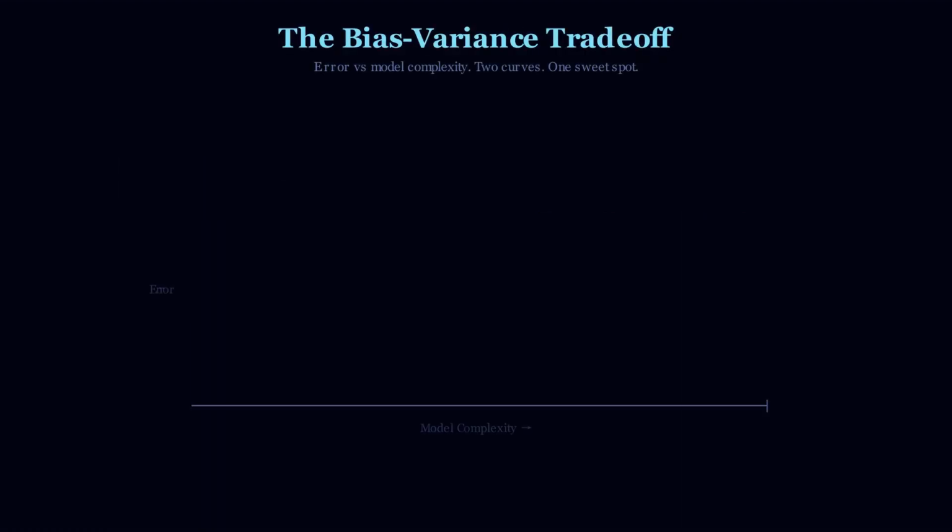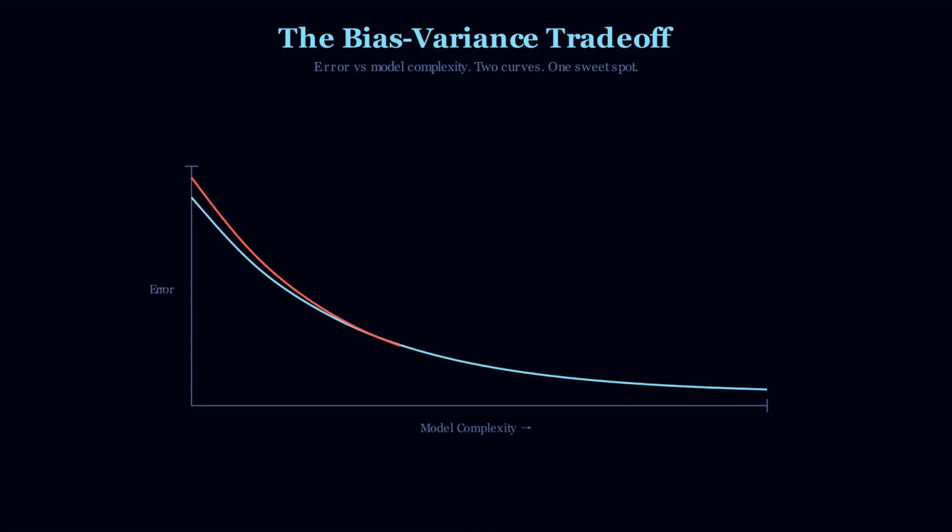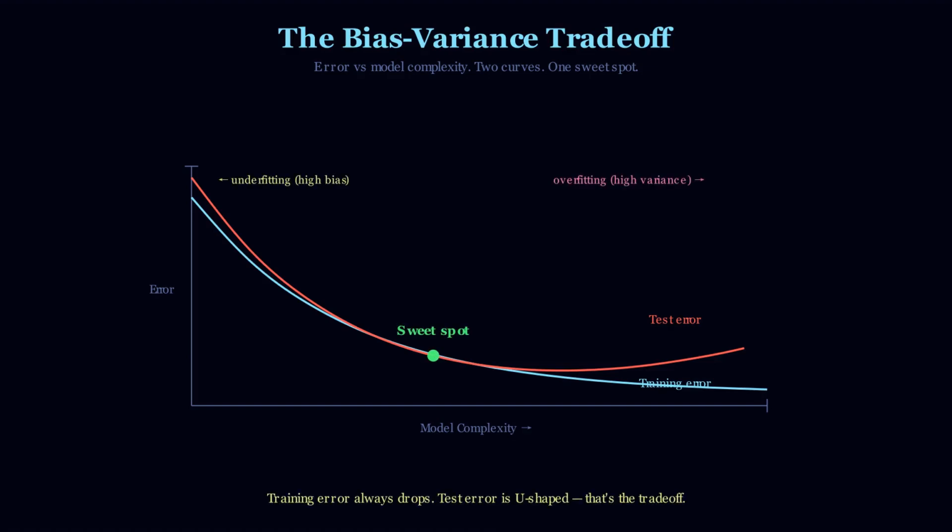Both failure modes come from the same trade-off. Plot error against model complexity. Training error always drops as complexity increases. Test error does something different, it forms a U-shape. Too simple on the left, high bias. Too complex on the right, high variance. Somewhere in the middle is the sweet spot, the lowest point of that U. That's the model you actually want to ship.